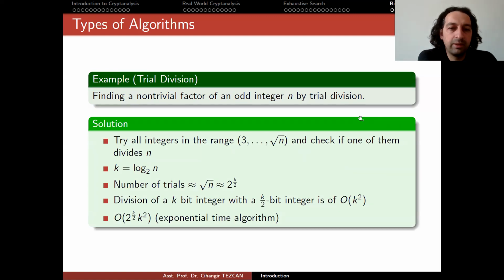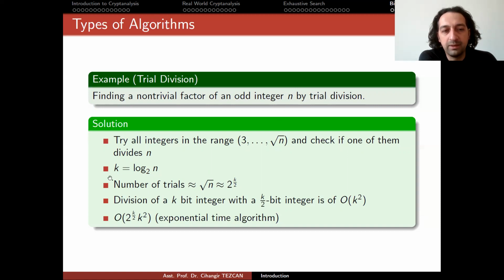So the easiest, most trivial way to do this is to try all integers in the range from 3 to square root of n. Actually, you don't have to use all integers but only prime numbers, but for this example, assume that we don't have a list of prime numbers less than the square root of n. So we try every number starting from 3 to the square root of n and check if one of them divides n. So let's say that the number n that we are going to factorize has k bits.